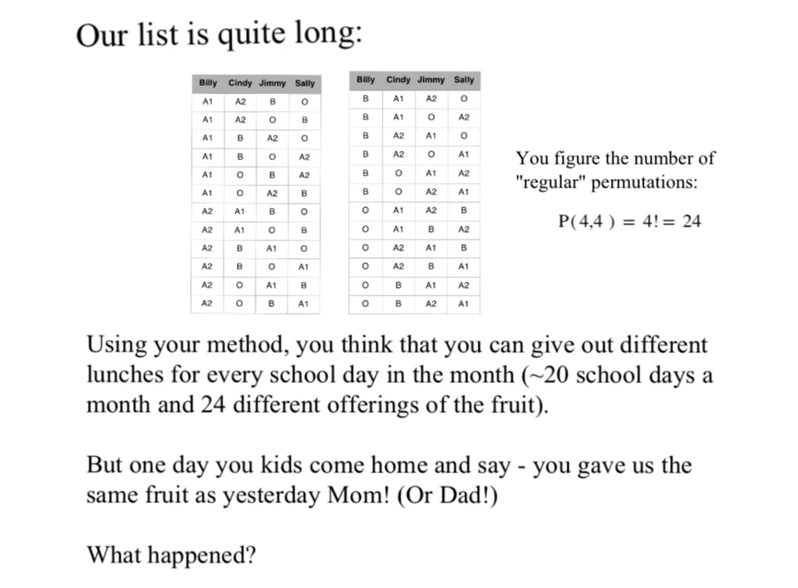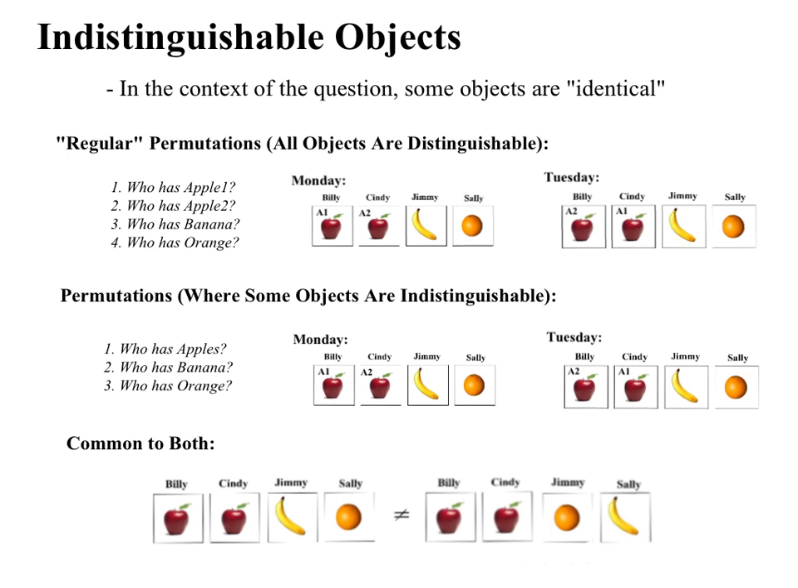But one day during the first month of school, your kids come home and say, "We had the same fruit as yesterday, Mom or Dad." And the question that we have, and we have to scratch our heads, is what happened? Well, what we didn't take into account was this whole idea of indistinguishable objects.